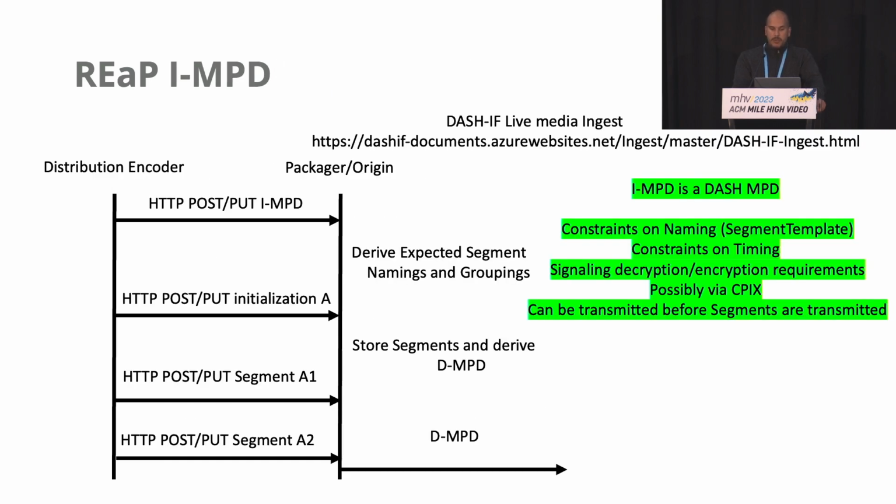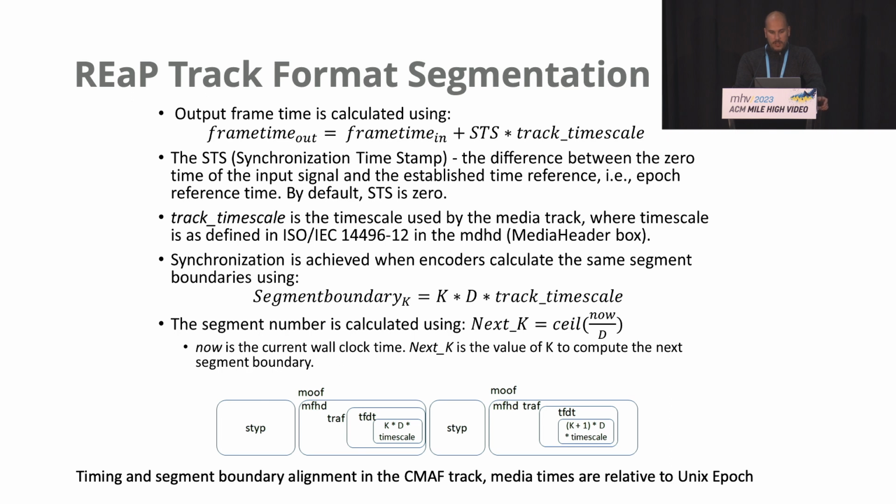So here is an example of what the IMPD does. The IMPD is, for example, used for live ingest. So you basically post the IMPD, that contains the segment template, but it may also contain some information on how to retrieve encryption keys for decrypting the stream. That's all based on Dash. And after that, you can start pushing your segments from your distribution encoder. And then the packager origin is responsible for creating the DMPD.